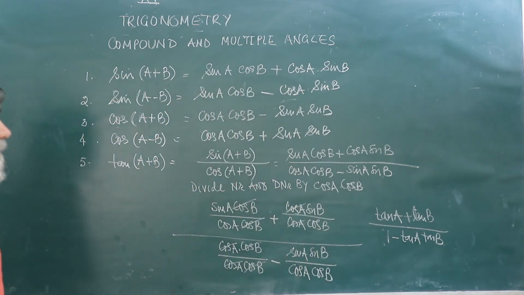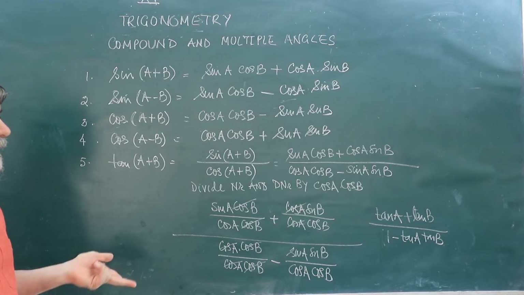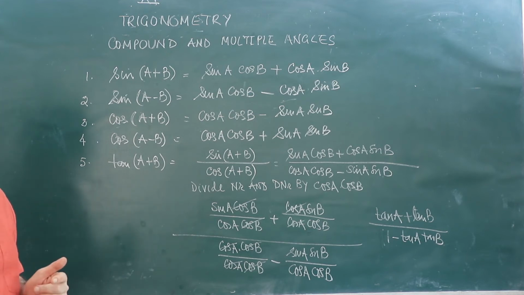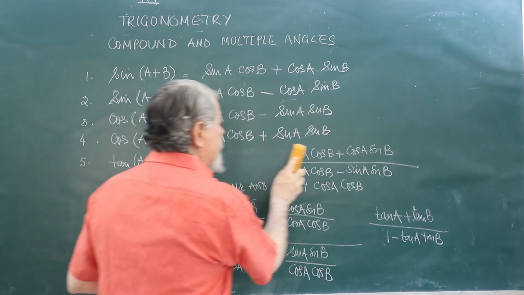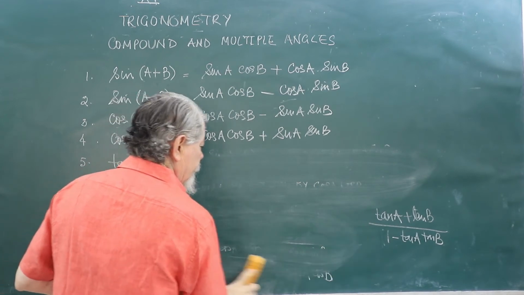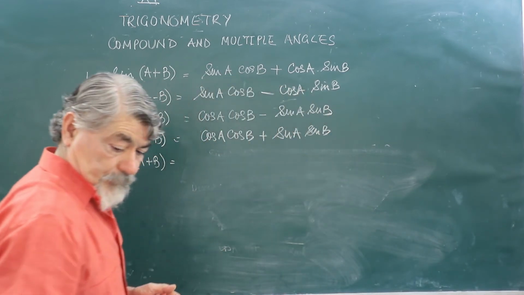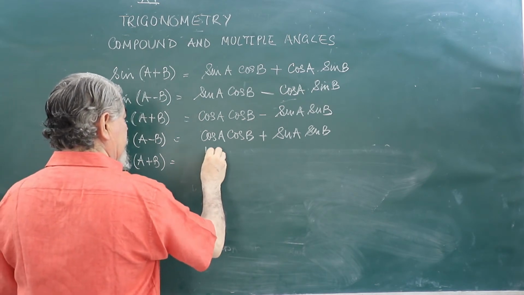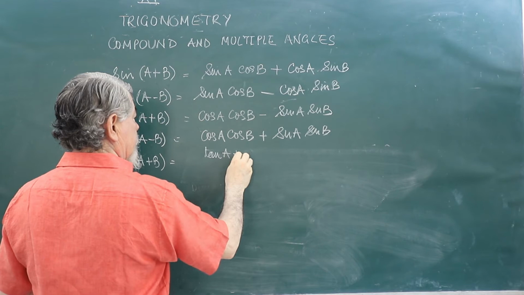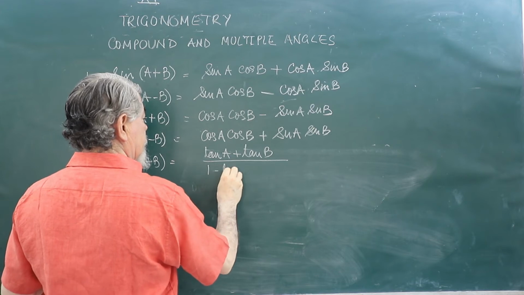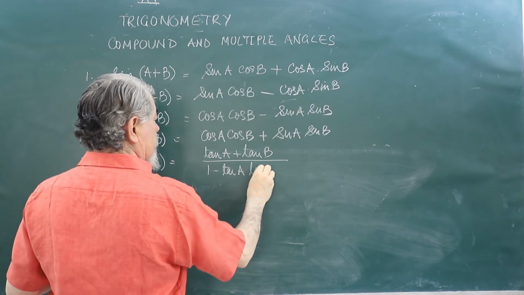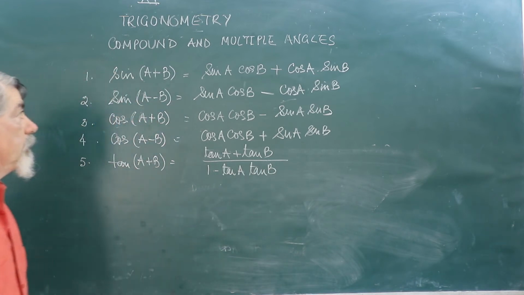So the formula for tan A plus B is tan A plus tan B upon 1 minus tan A tan B. Now let me write the formula here. It will be tan A plus tan B upon 1 minus tan A tan B.